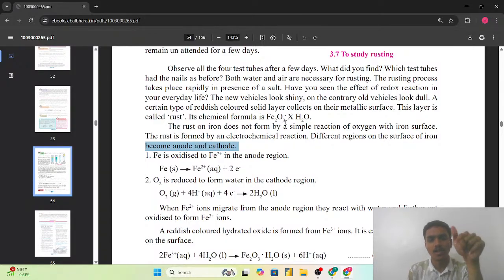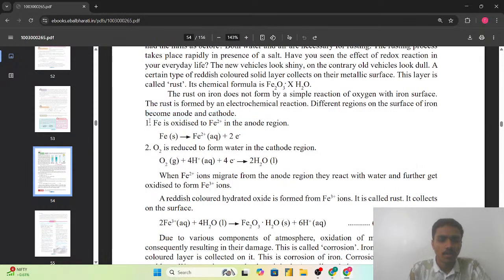अगर आपको याद होगा तो we have studied regarding the anode and the cathode in the electrolysis of the water, that we are inserting the two different electrodes, that is anode and the cathode, and we have seen that hydrogen and the oxygen gases accumulated on the surface of these rods of the cathode and anode. So iron is oxidized to Fe2+ in the anode region.